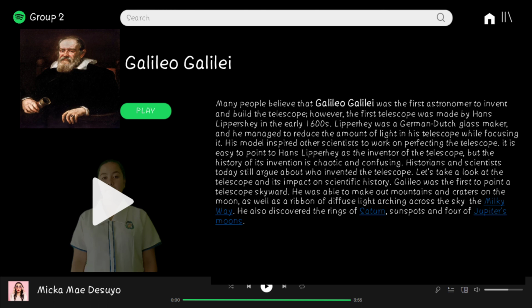scientific history. Galileo was the first to point a telescope skyward. He was able to make out mountains and craters on the moon, as well as a ribbon of diffuse light arching across the sky, the Milky Way. He also discovered the rings of Saturn, sunspots, and four of Jupiter's moons.